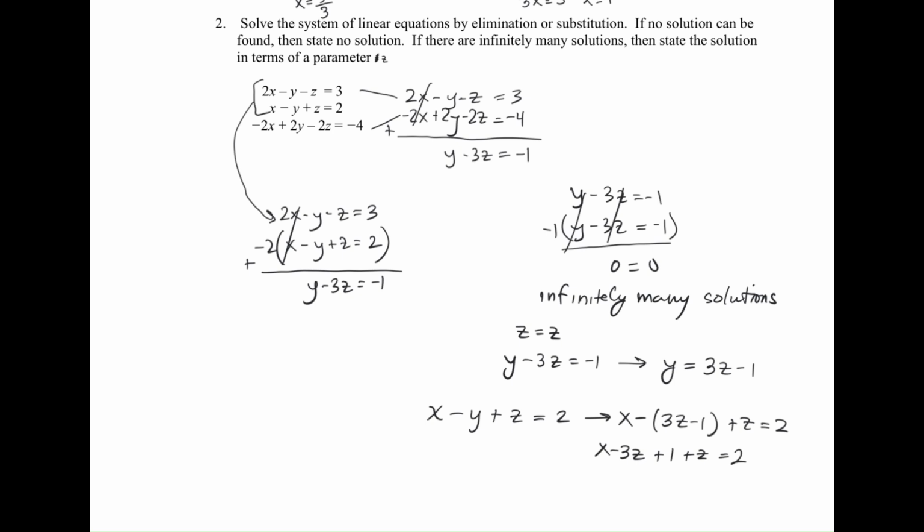And then combine like terms and get x by itself on one side of the equation. So this negative 3z plus z is negative 2z. So negative 2z would add to the other side to become positive 2z. And if we subtract the 1 on both sides, we're going to have x equals 2z plus 1. So x is 2z plus 1, y is 3z minus 1, and z is equal to z.